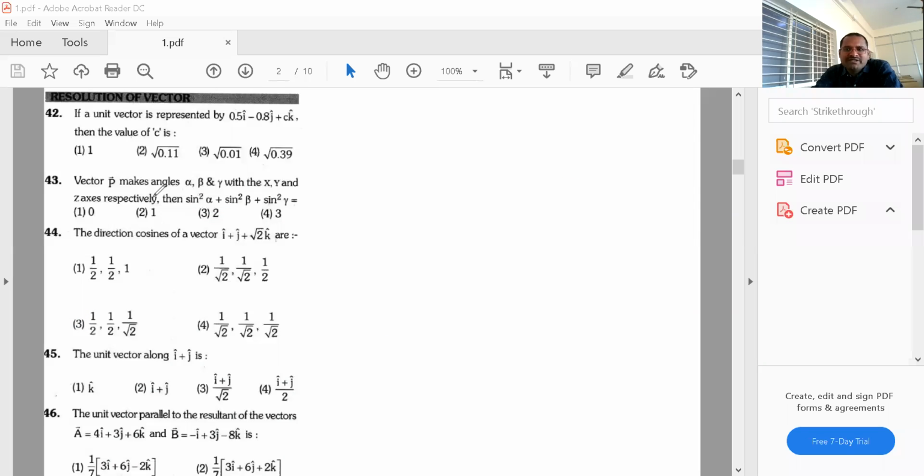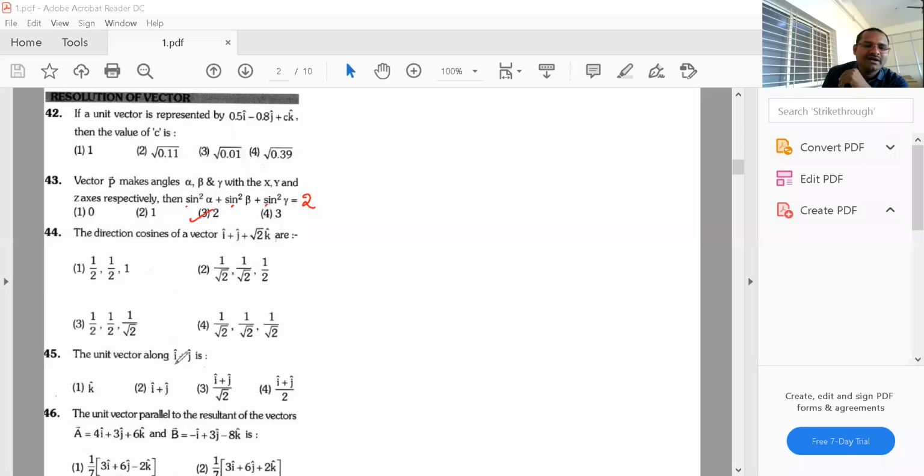Time, 4 minutes is there. Dania is asking, sir, please repeat 43. It is a direct question. Question 43: sin square alpha plus sin square beta plus sin square gamma is equal to 2. There is nothing to explain. Already I have explained on the board. If I explain it again, it will become lengthy.